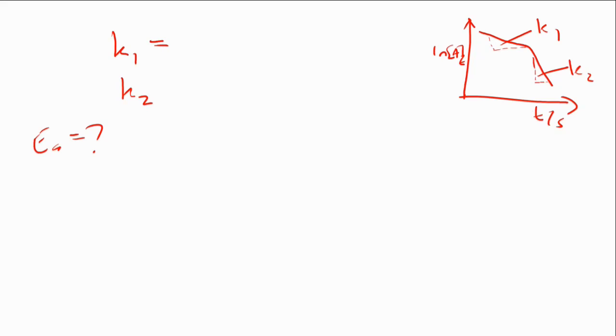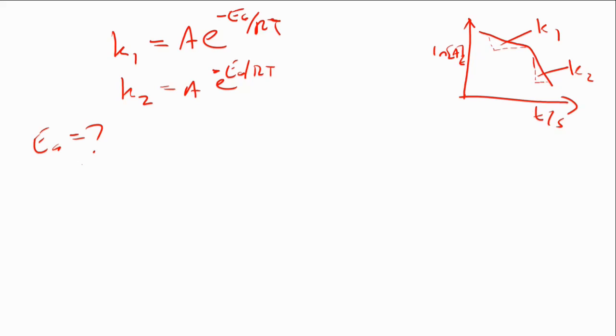K1 is equal to, let's say, A e to the minus EA over RT. Same thing here for K2. You're probably wondering where I'm going with this. I'm going to take the natural log of both of them. All right. Natural logs of both of them.